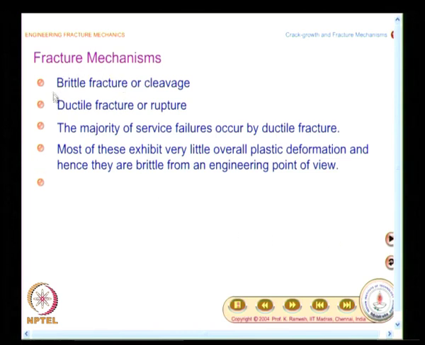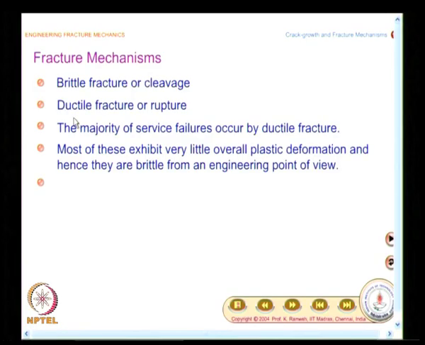Though we have two fracture mechanisms, the majority of service failures occur by ductile fracture. In the local region near the crack tip it is plastically deformed, but the structure as a whole still behaves in a brittle fashion. If you look at the mechanisms of fracture, you classify in a subtle fashion as brittle and ductile. So, you have to delineate what we discuss at the microscopic level and what we understand at the macroscopic level. We are now looking at the microscopic level. At the microscopic level, the fracture can be classified as brittle as well as ductile, but the structure behaves in a brittle fashion from a macroscopic point of view.